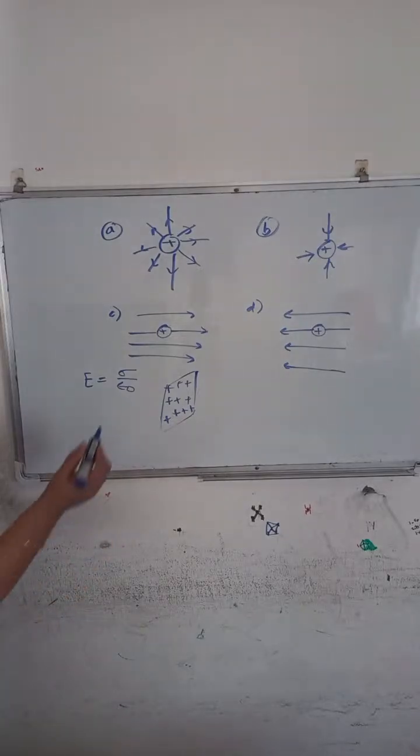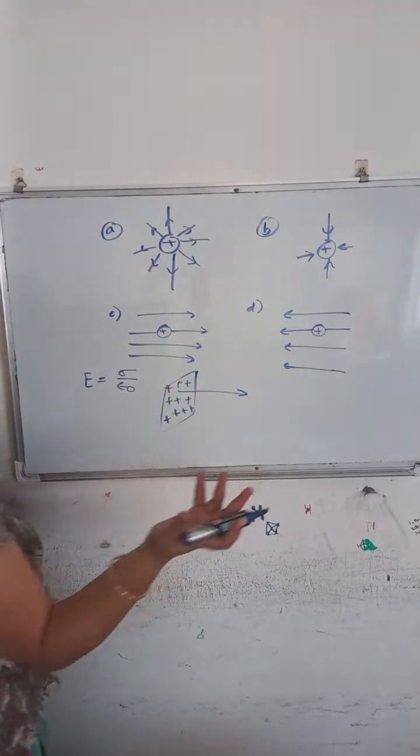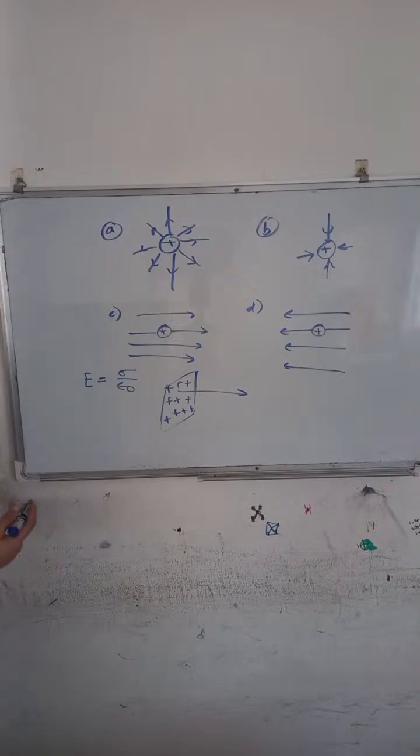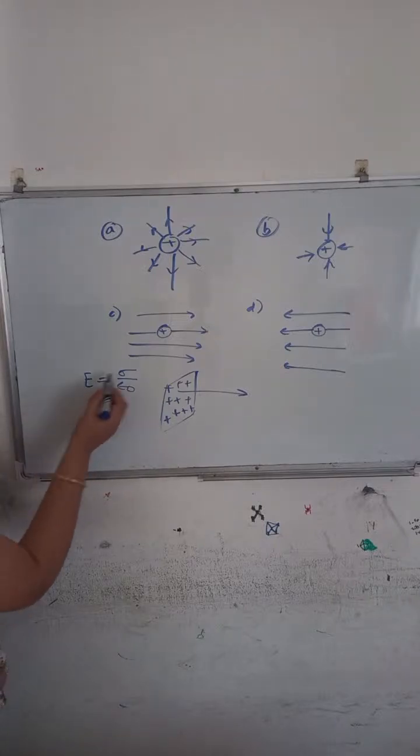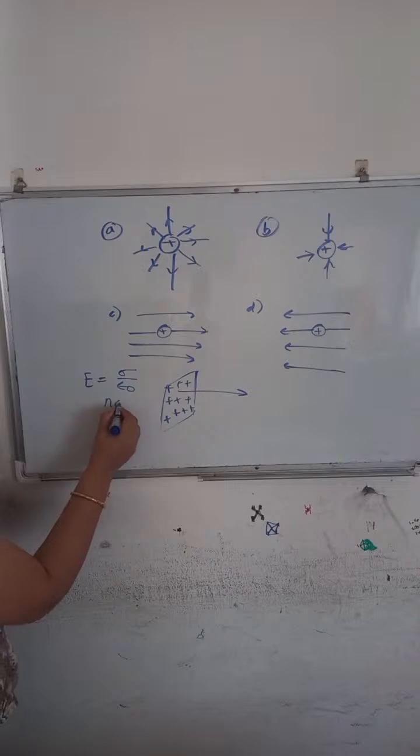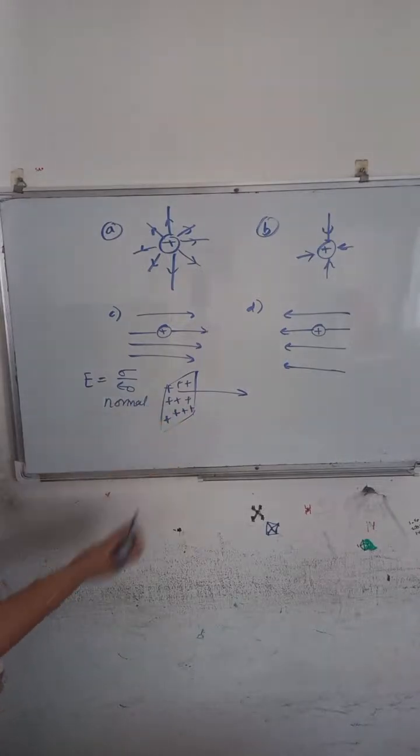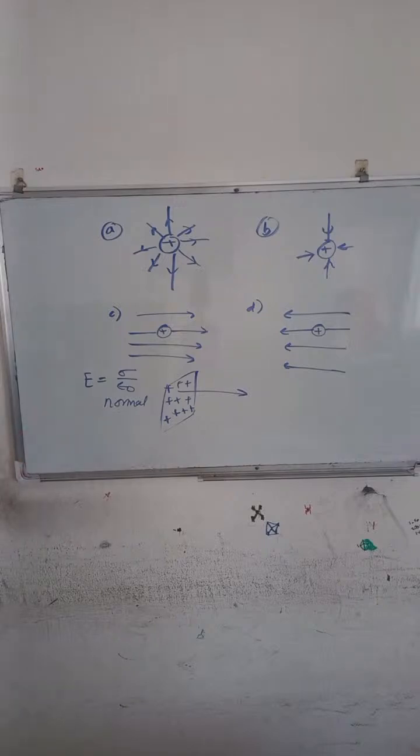Here, how are the electric field lines? Normal to this plane. So check the options now: E is sigma by epsilon naught and the lines are normal, going in the outward direction. So option C is the correct option, sigma by epsilon naught and is normal to the surface.